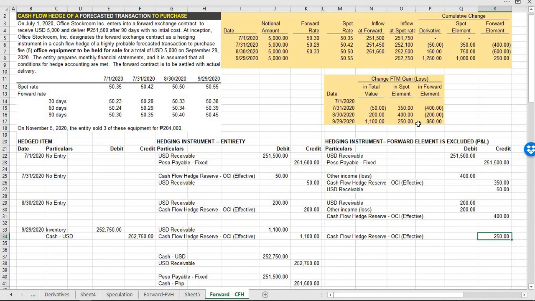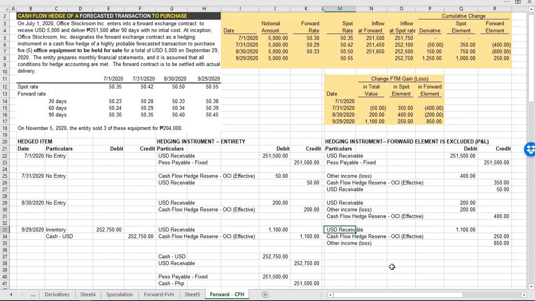Then, for the change in the forward element, sabi positive din at siya ay 850. So, this is again a gain. Kaya tayo ay credit other income for 850. Siyempre, para magbalanse, dapat may debit tayo na 1,100. At ano daw ito? Siyempre, this is the change in the derivative. Nag-increase ang ating derivative by increasing the USD receivable. Kaya ito ay 1,100 pesos. So, ngayon, dahil adjusted na, na-record na natin yung ating change in the exchange rates, pwede na tayong mag-settle.